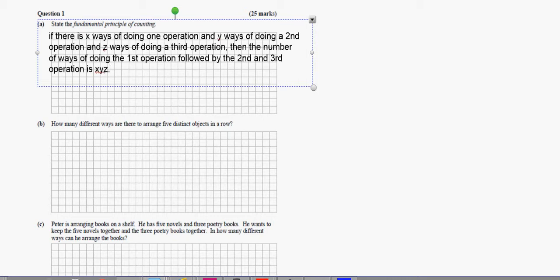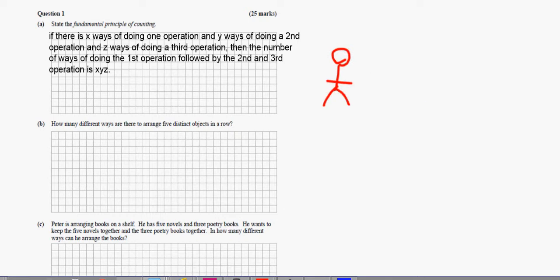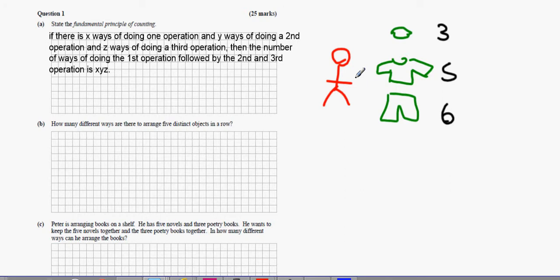Now I'll give you an everyday example of this. If you happen to be getting dressed in the morning, and you're talking about just general wear, you have trousers, you have your shirts, and let's say a hat. Let's assume that this person always wears hats, shirts, and trousers. If he has 6 pairs of trousers, 5 different shirts, and 3 different hats, how many different ways can he get dressed? Just referring to these 3 items of clothes, it'll be 6 multiplied by 5 multiplied by 3, which gives you 90 different ways. So that's what the fundamental principle of counting is basically saying.